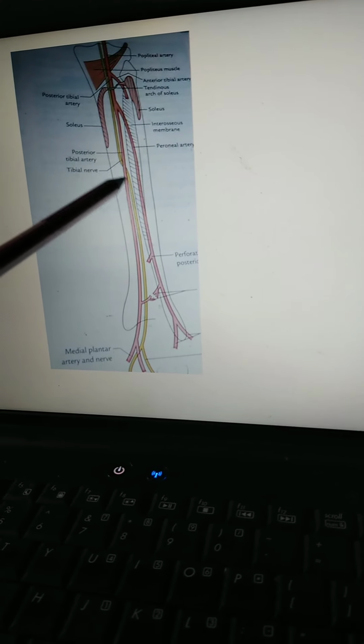Now the relationships of the tibial nerve is similar to the posterior tibial artery.